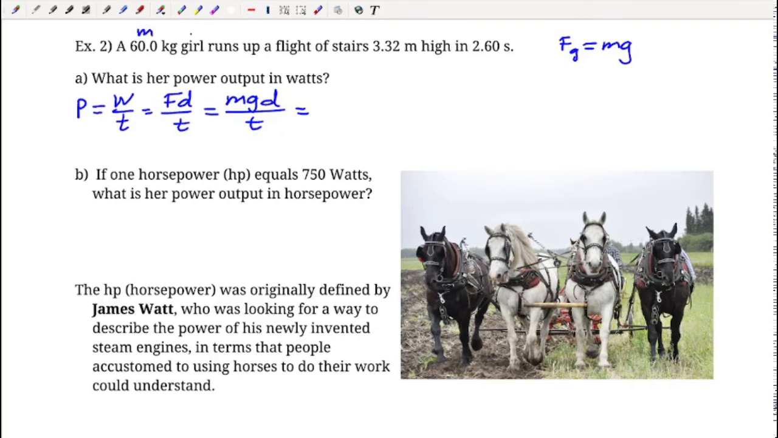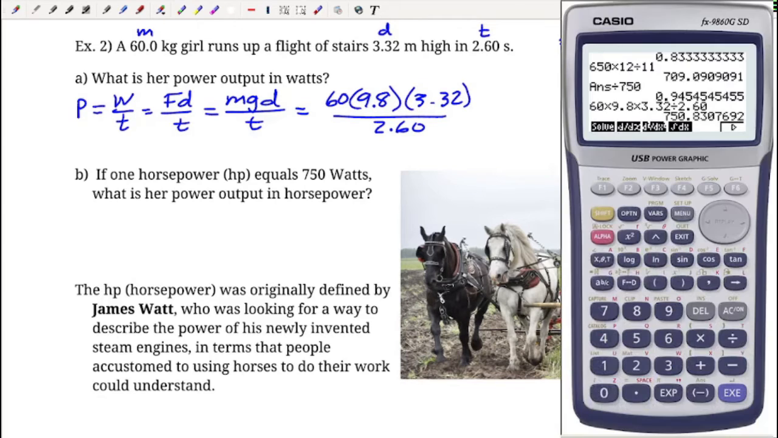So 60, that is my mass. G, I know, is 9.8. This is going to be my distance, and here's my t, time. So I've got 60 times 9.8 times 3.32 divided by 2.60 seconds, and pull out your calculator, see what you get. So as you can see on my calculator, I've got a power output of 750.8, so 751 watts as my final answer.